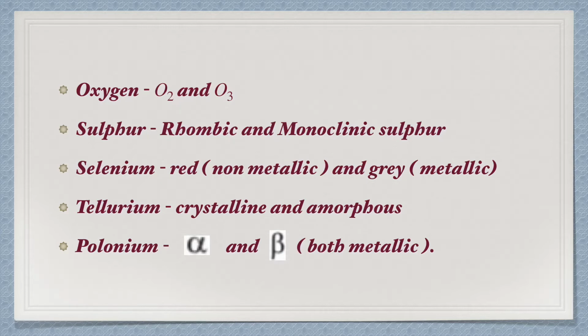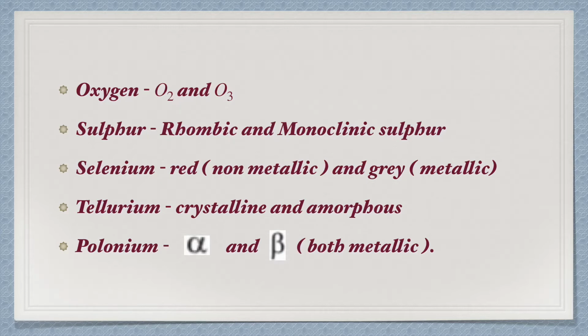Next one is sulfur. Sulfur again exists in two allotropic forms. There are many, but among them we will be seeing these two important allotropic forms of sulfur, that is rhombic and monoclinic sulfur. Next one is selenium. Selenium exists in two allotropic forms, that is red and grey. Red will be non-metallic in nature and grey will be metallic in nature.